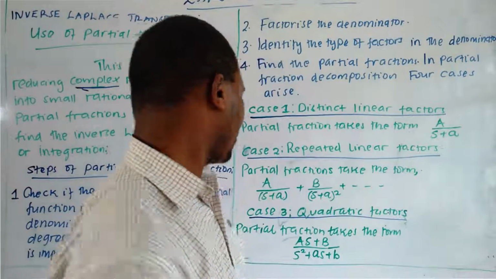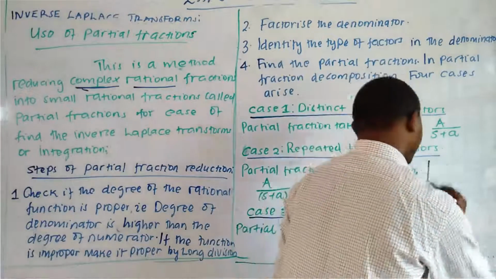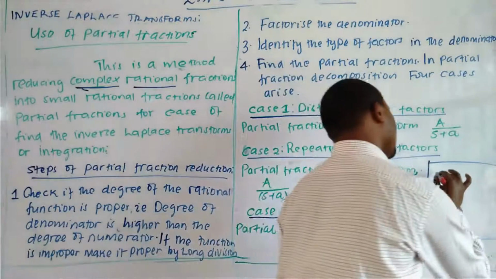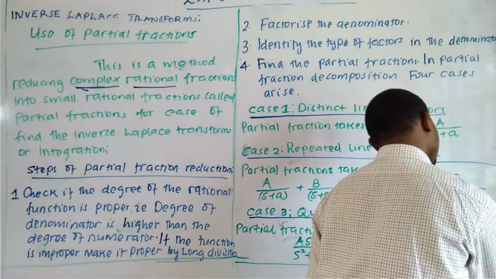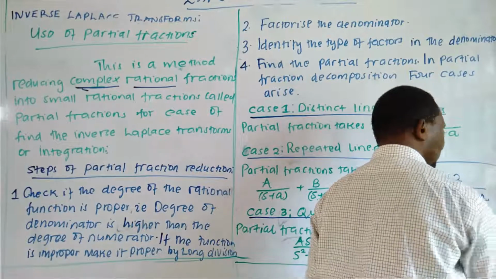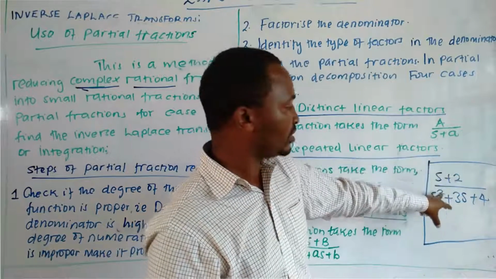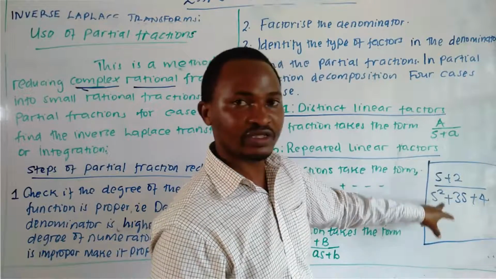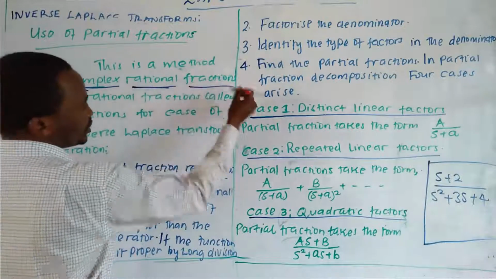functions. For example, we could say, let me use this space here, I have limited space, s plus 2 over s squared plus 3s plus 4. It's rational because it's a ratio of two functions. That's why I'm using the term rational fraction.